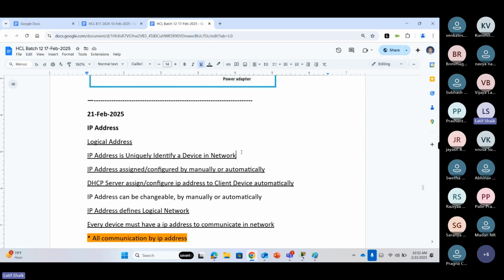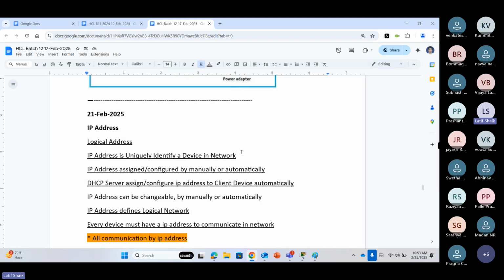Actually, what is meant by logical address? Logical address means you have 100 computers, 100 devices in a physical network, and you can create it so that only 10 systems can communicate with each other, and 20 systems can communicate with each other only. All are physically connected, so how can you make it? You can use logical addressing and create a logical network in the physical network. So that's what it is. An IP address is a logical address, so to create a logical network, we need an IP address.